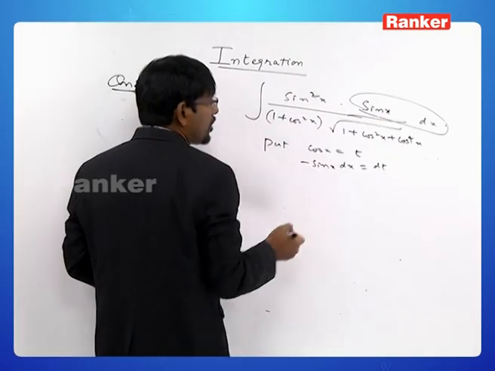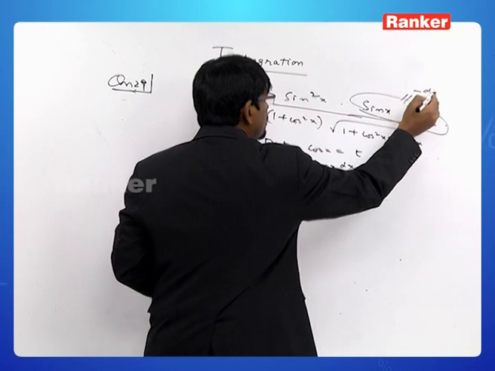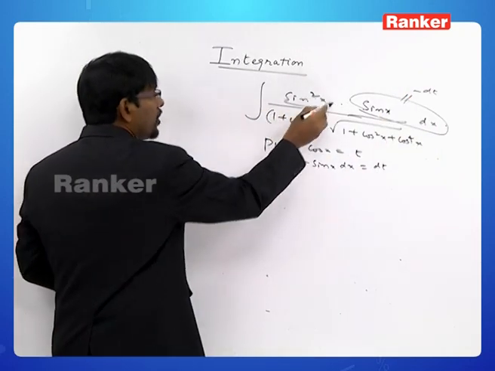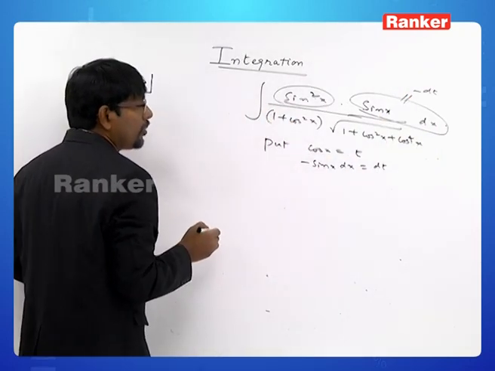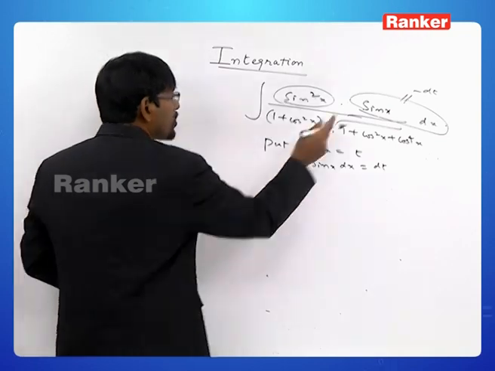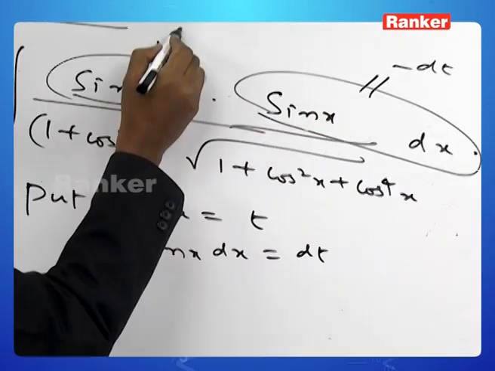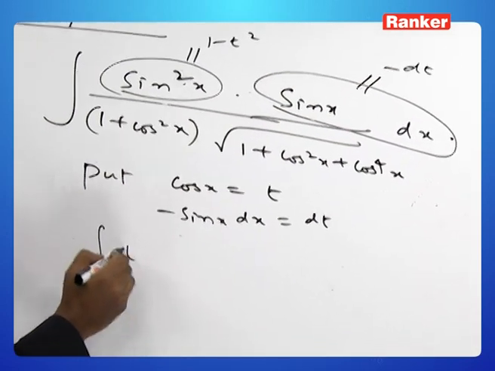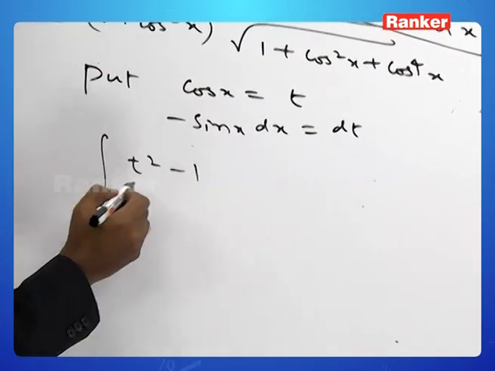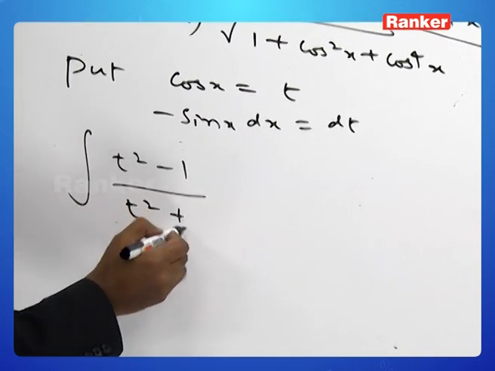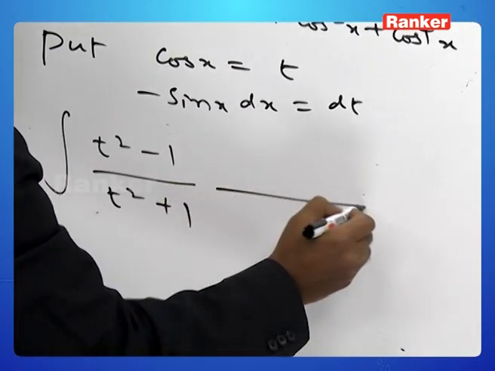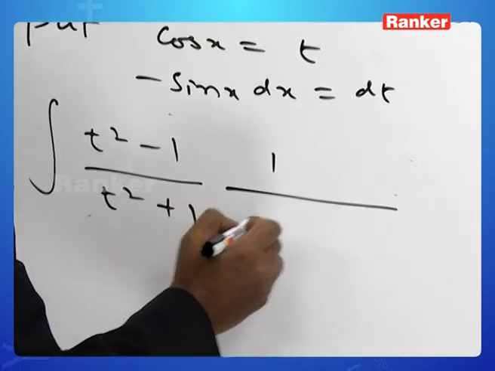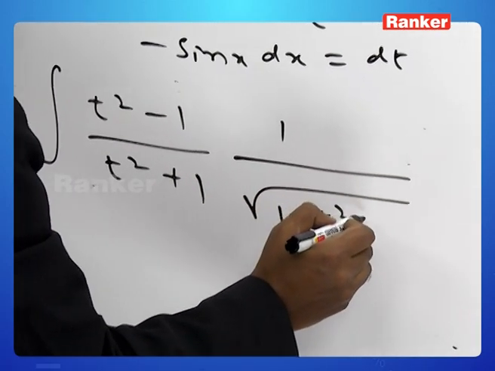or sin x dx can be replaced with minus dt now, and the sin square x is clearly 1 minus t square. So 1 minus t square into minus dt, that makes it t square minus 1. So we have t square minus 1, denominator t square plus 1 into 1 upon root over 1 plus t square plus t power 4.